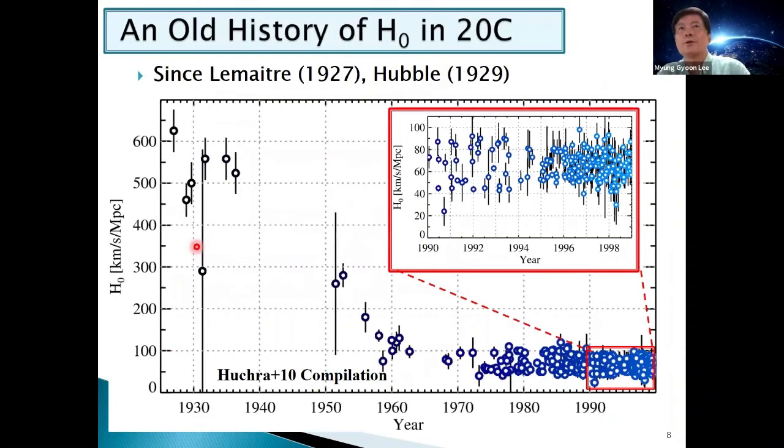This is an old history of H0 in the 20th century, since Lemaitre 1927, and also Hubble 1929. There is a large variation of the Hubble constant during the last 7 or 8 decades or so. Even today, the scatter of the Hubble constant measurements is very large, but in this century, we have different views of its determination.